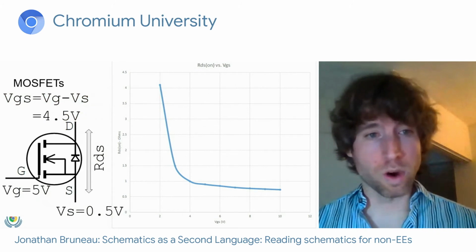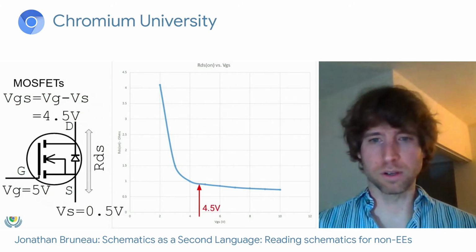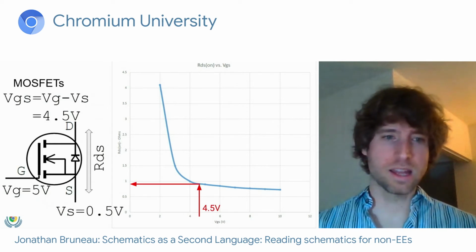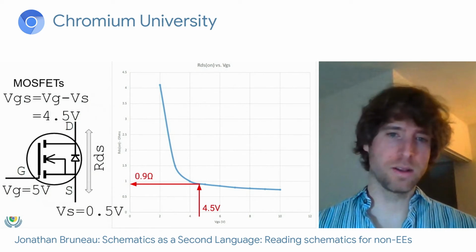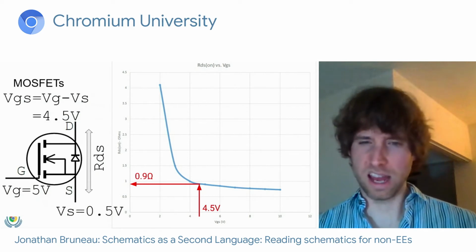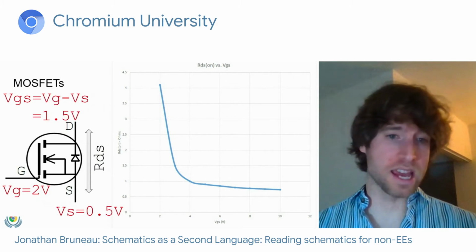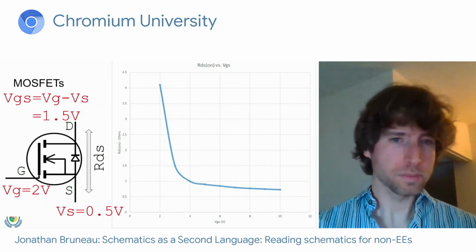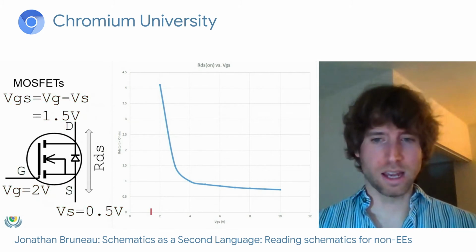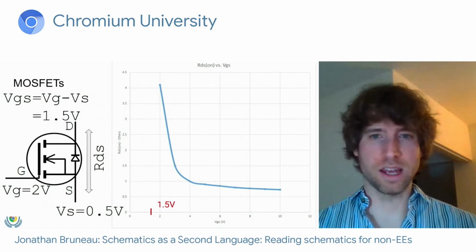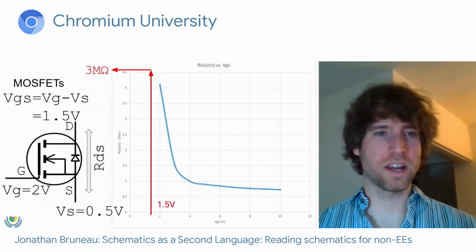So you can walk the graph and start at 4.5 volts, go up to the graph and across, and that will tell you the RDS resistance of the MOSFET. In this case, it looks like 0.9, right? Now, if I change the gate to 2 volts, my gate to source voltage is 1.5 volts. On the graph, I'm off the charts. So I'm going to call this an extremely large value, 3 megaohms.